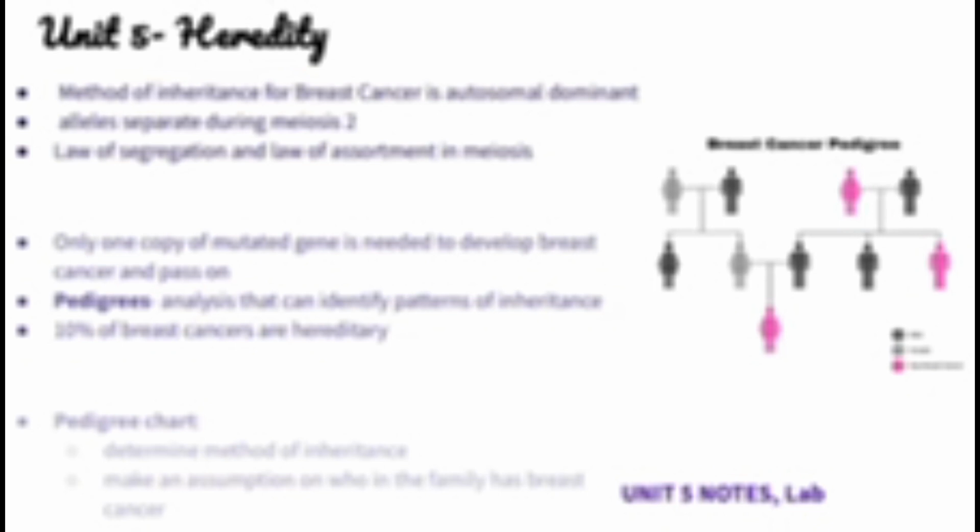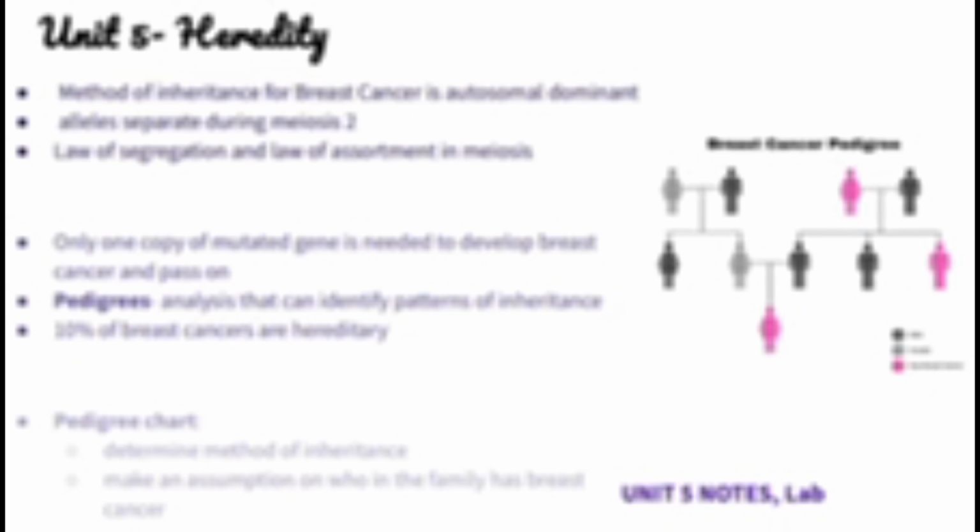Another is the law of segregation and the law of independent assortment in meiosis. The law of segregation is that the two alleles for each gene separate, while the law of independent assortment is that alleles of genes on non-homologous chromosomes assort independently. My team is focusing on how it only takes one copy of a mutated gene to develop breast cancer. So if an allele of a gene has a mutation, it only takes one copy for a person to develop breast cancer and to pass it on. But only 10% of breast cancers are hereditary, so that's a good thing.